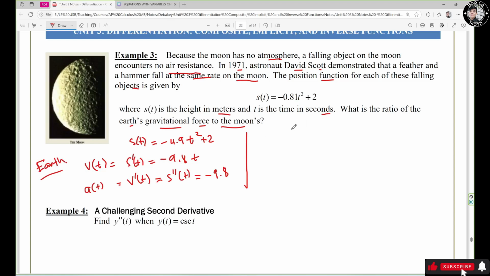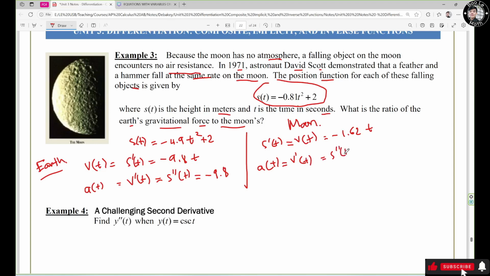Now, what about the moon? For the moon, you're going to use this one right here, right? S prime of t is v of t, so it's going to be negative 1.62 t, right? Now, a of t is v prime of t is s double prime of t. It's going to be negative 1.62, right?